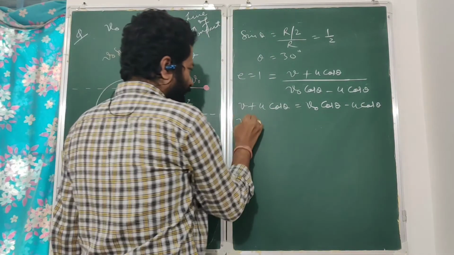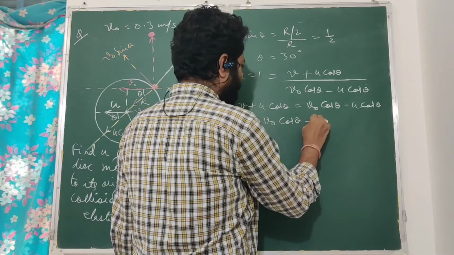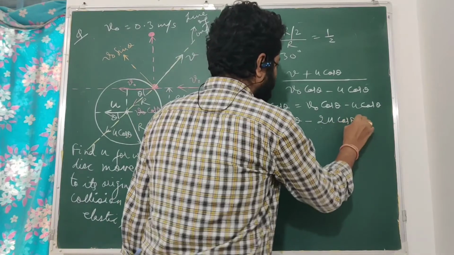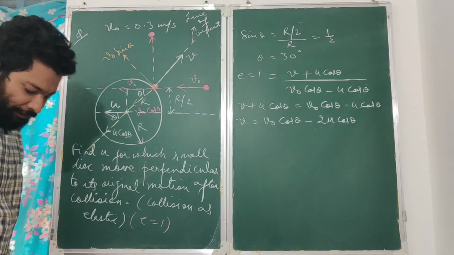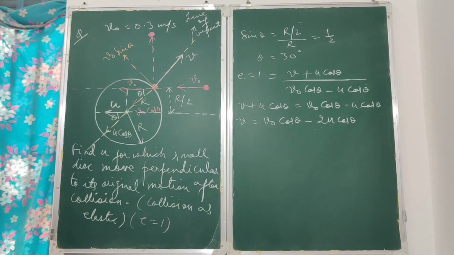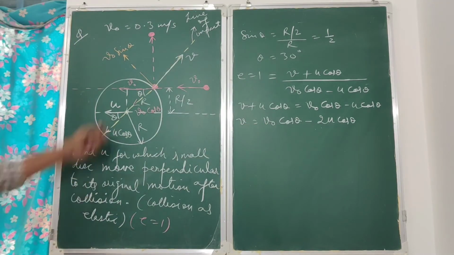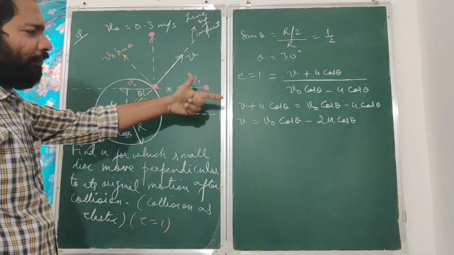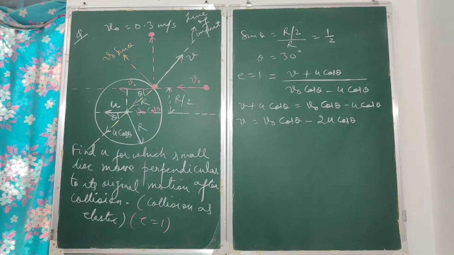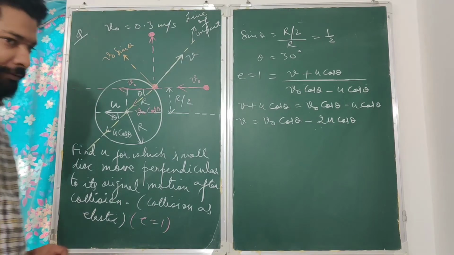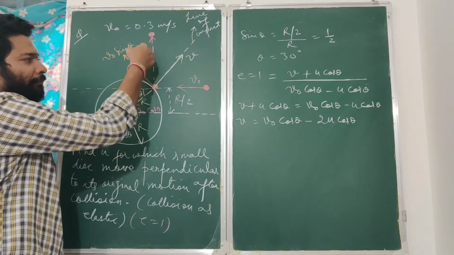So what is the value of v then? It becomes v naught cos theta minus 2u cos theta. If you want, you can substitute the numerical values here, where v naught is given as 0.3, and get the value of v. But another important piece of information given in the question is that after collision this ball moves in a perpendicular direction.